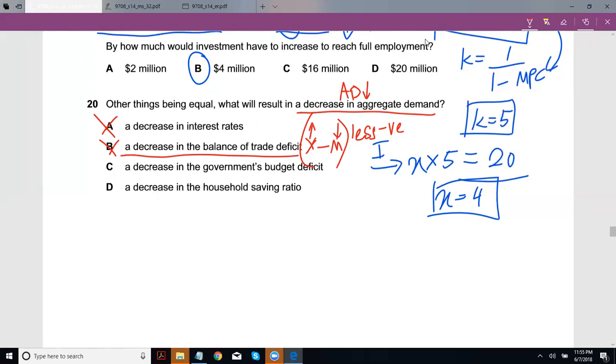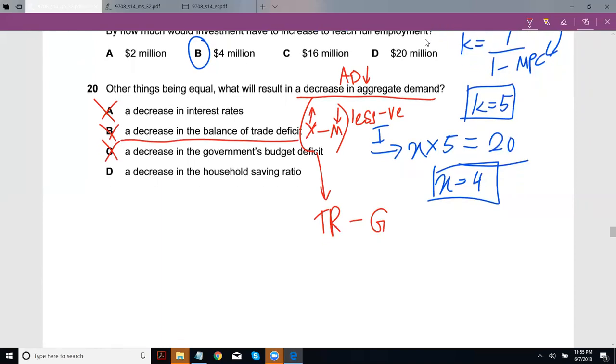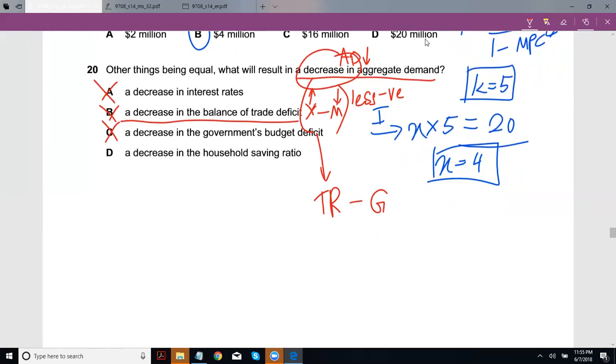A decrease in the government's budget deficit. The government's budget deficit is government expenditure minus tax revenue. So you want government expenditure to increase for an increase in aggregate demand, and you want to tax... wait, you want to decrease here, right? Yes, sorry, I think this should be the answer. I was looking for an increase, I don't know why. So you want a decrease.